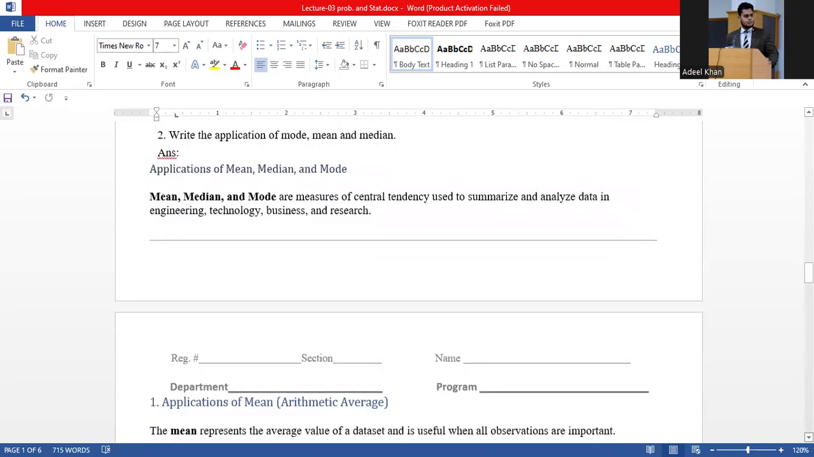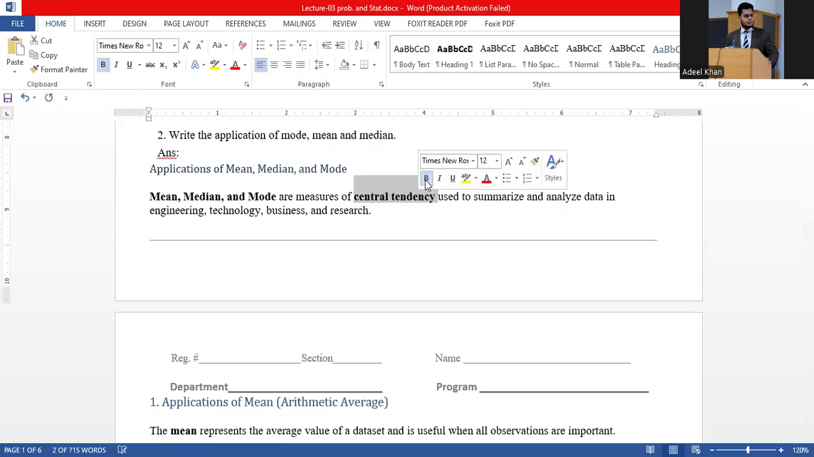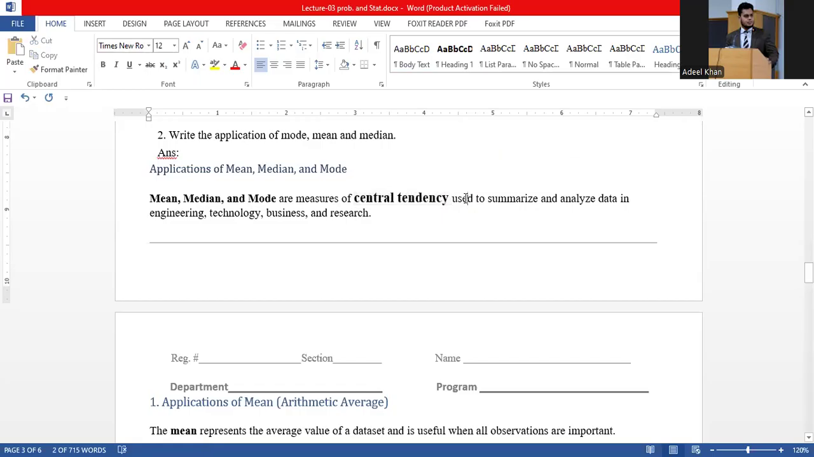Further, we are coming towards another aspect, the use of central tendency, and these measures of central tendency are mode, mean, and median. In mode, mean, and median, what are their applications and applicability, which we also call the central tendency. So this is the central tendency aspect of mode, mean, median. Mode, mean, median are measures of central tendency used to summarize and analyze data in engineering, technology, business, and research.